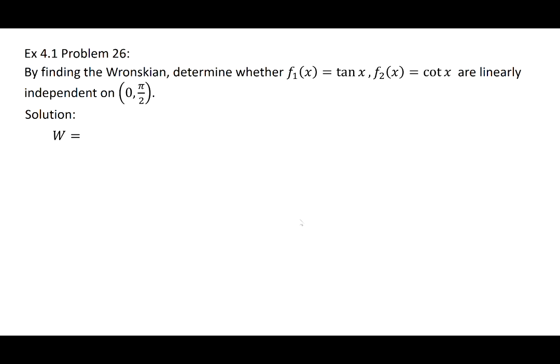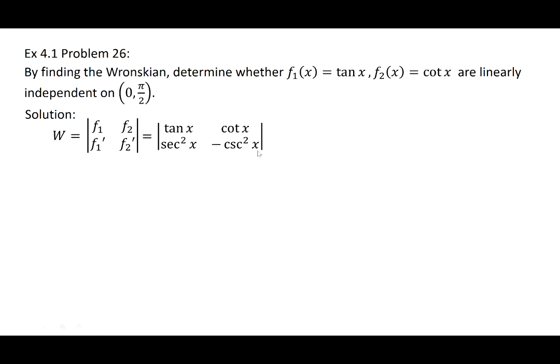Two functions, so two columns and two rows. First row, f1 and f2. Second row, f1 prime and f2 prime. Tangent x and cotangent x in the first row. Derivative of tangent x is secant square x. Derivative of cotangent x is negative cosecant square x.